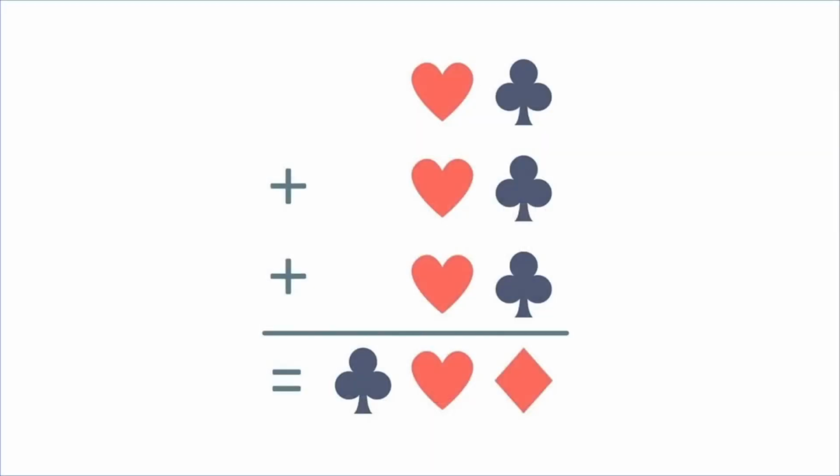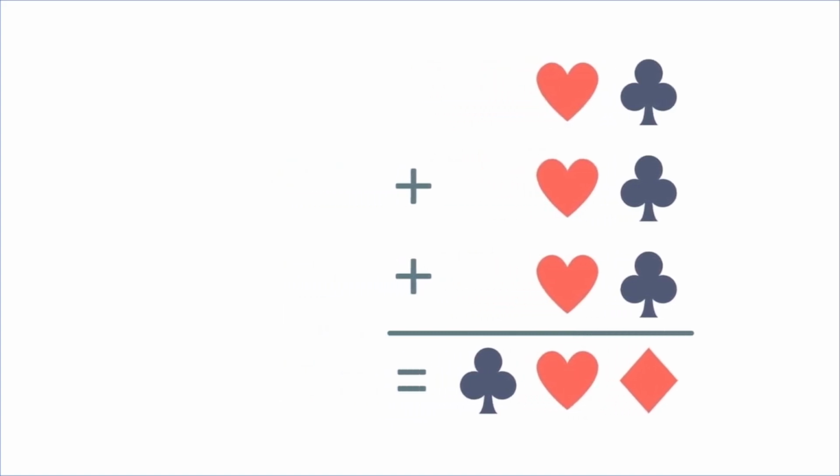In today's video, we're given this cryptogram and we're to determine the value of the heart and of the club. Given that the number represented by heart club plus heart club plus heart club is equal to club heart diamond. Pause the video here, give it a try, see what you can come up with. I'm gonna solve it this way.